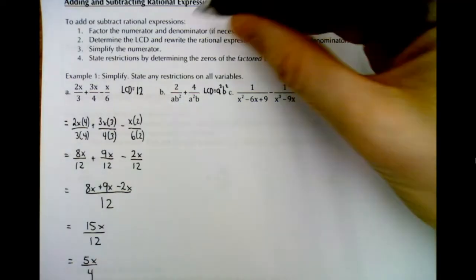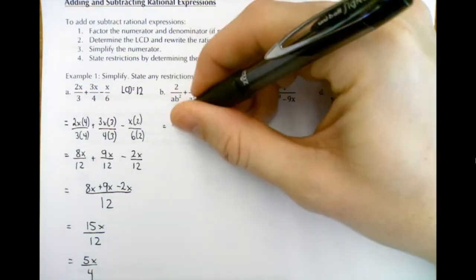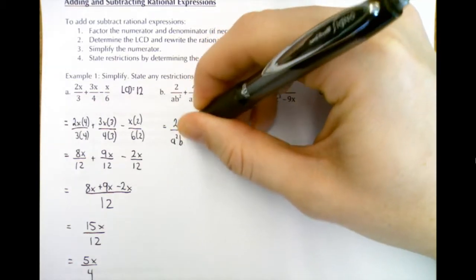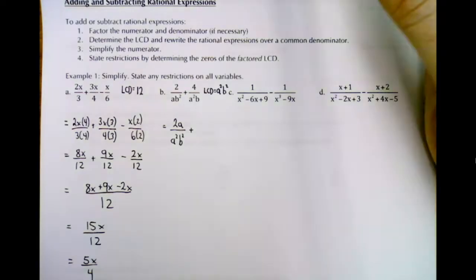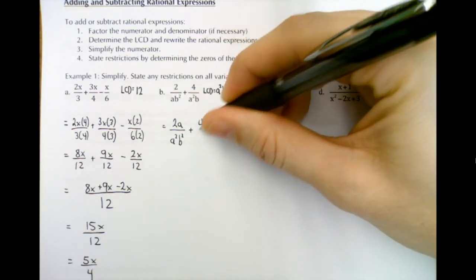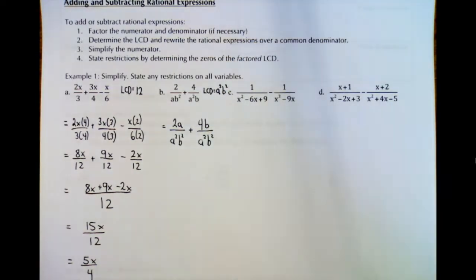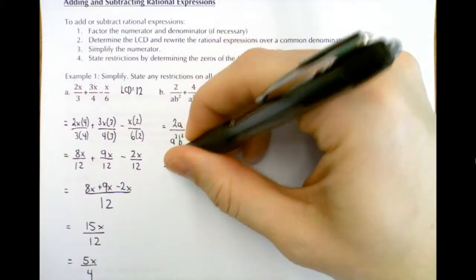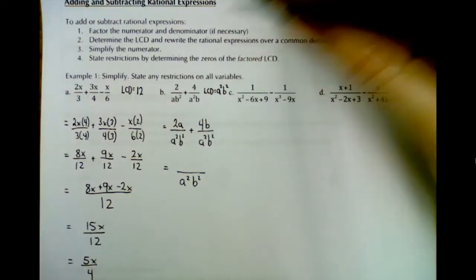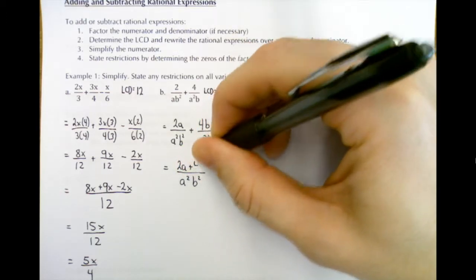So what do we do? Well, we make that common denominator. Multiply top and bottom of the first one by a, we get 2a over a squared b squared. And if we multiply the second one, top and bottom, by b, we get 4b over a squared b squared. Now we have a common denominator, so we can write over the common denominator a squared b squared and add the tops, 2a plus 4b.